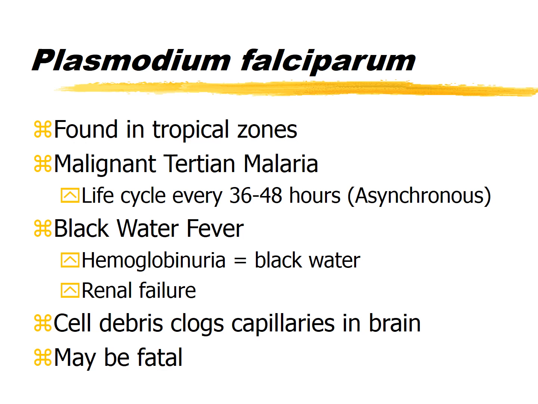They're found in tropical zones. It's called malignant tertian malaria. The life cycle is every 36 to 48 hours. It's kind of asynchronous. You want to associate blackwater fever, because this is hemoglobinuria, which is where you get the black water from. It can lead to renal failure. Falciparum has a tendency to cause the red cells to be sticky, and cell debris can clog up the capillaries, especially in the brain, and lead to death.